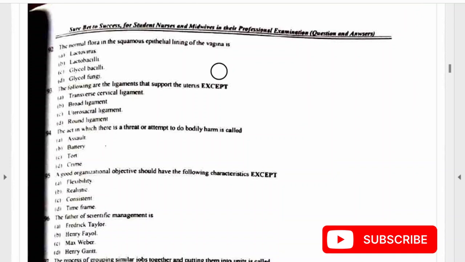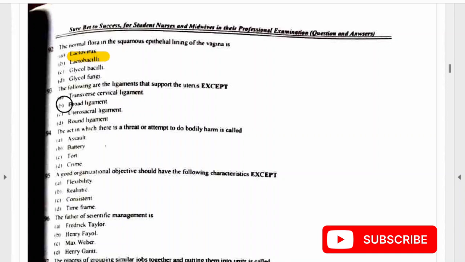The normal flora in the squamous epithelial lining of the vagina is what? Come on, guys, ladies, please don't discourage me here. Don't make me feel like you guys are dumb. Okay, so the answer is lactobacilli.